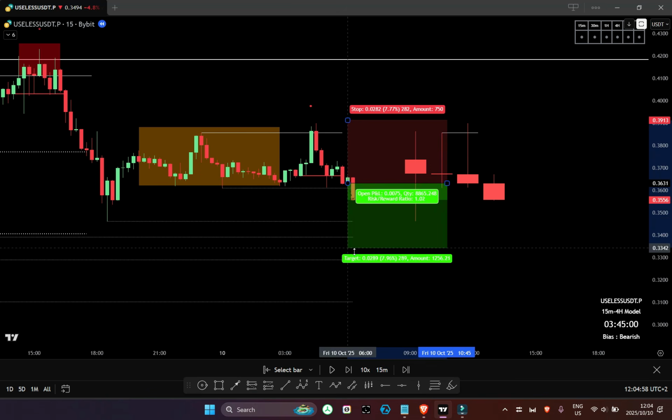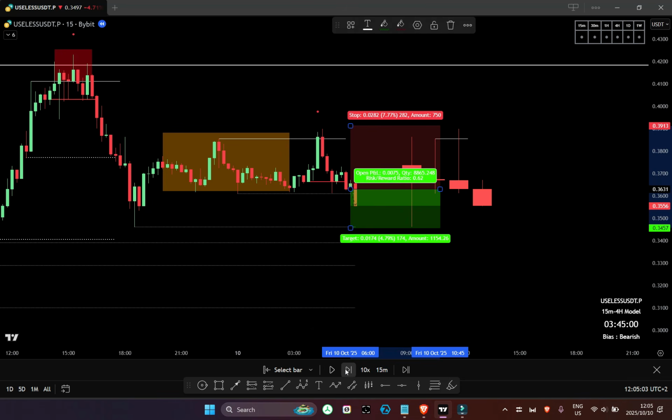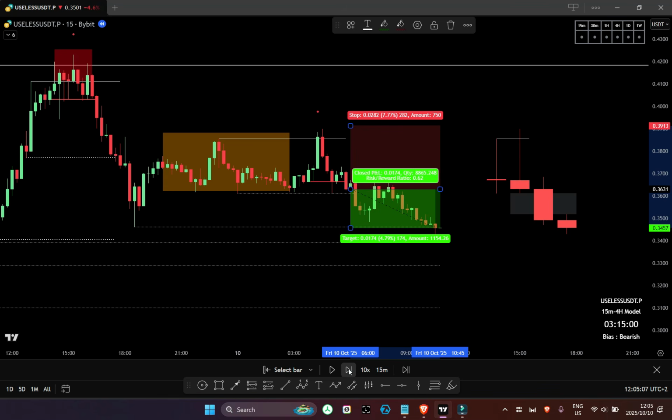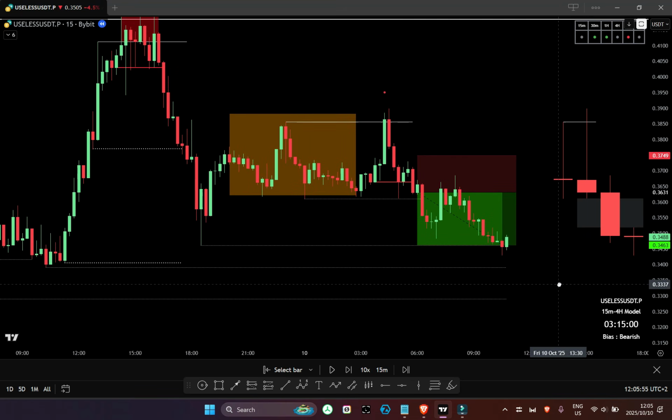This could be the first, second, third, fourth. So it all depends on your risk appetite. So let's target the first and see if it hits it. And there you go, price hits our low liquidity level and we can take profits on this trade as well.